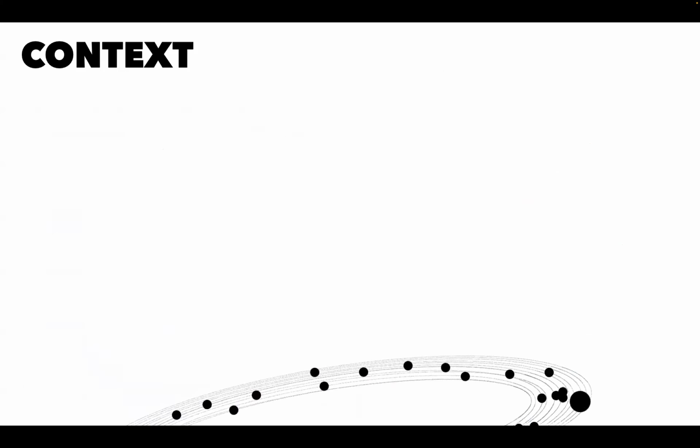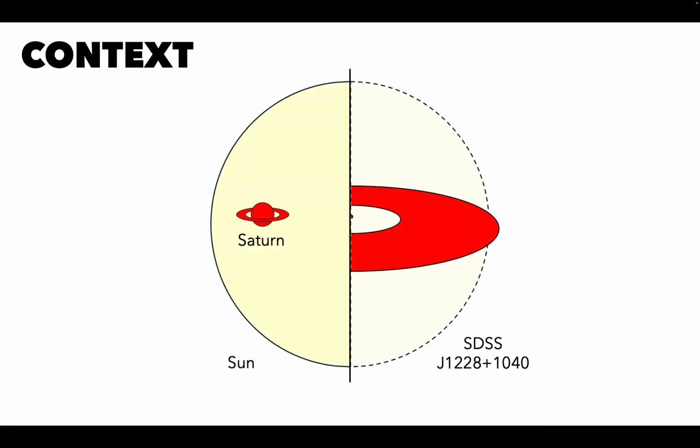This is kind of to scale, the debris disk next to the star, to show them in one image.